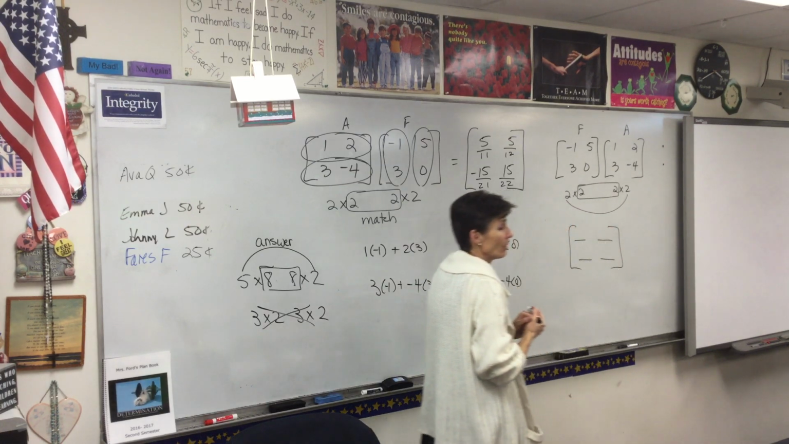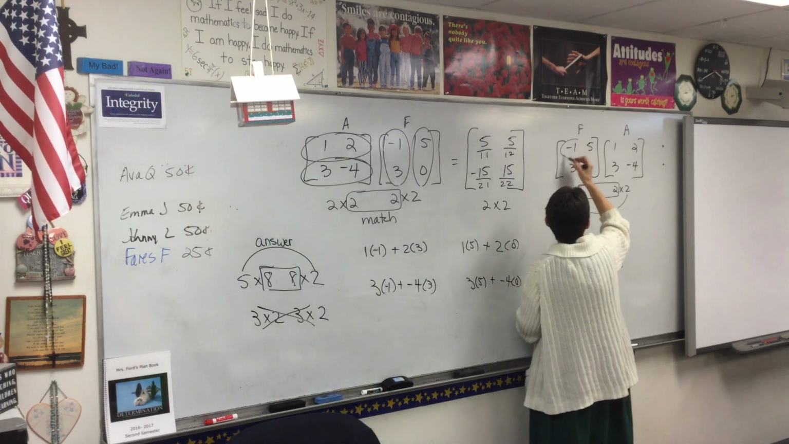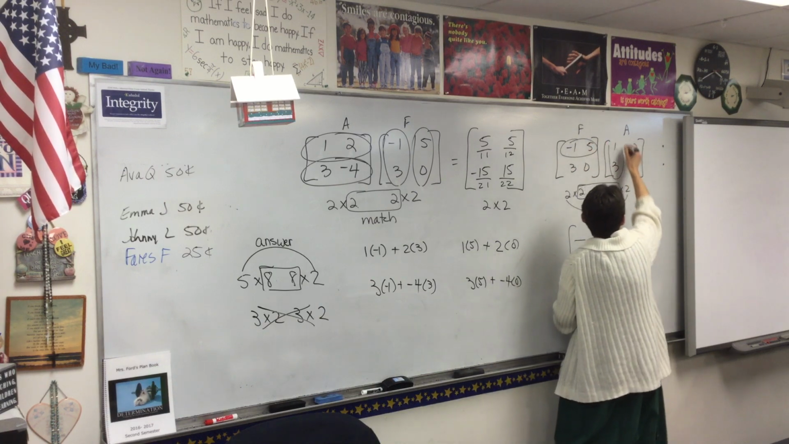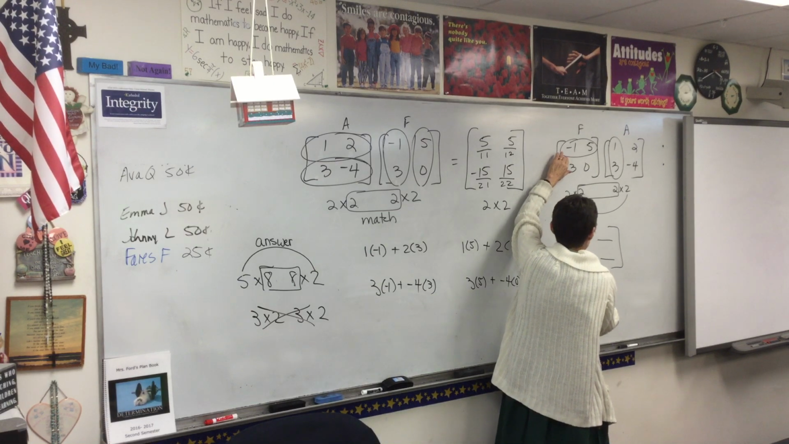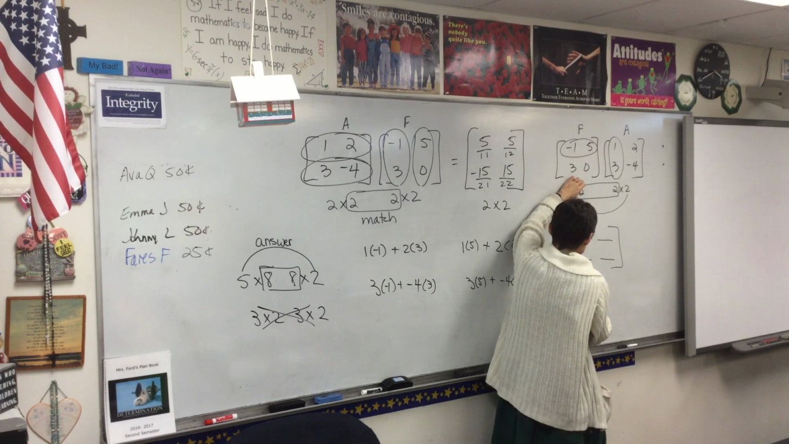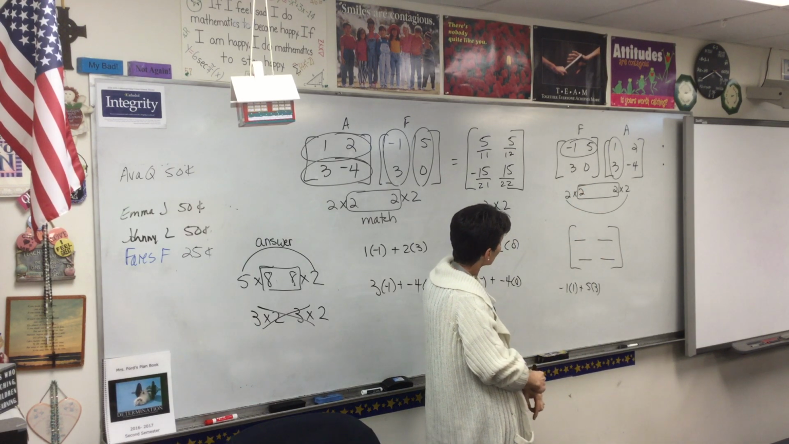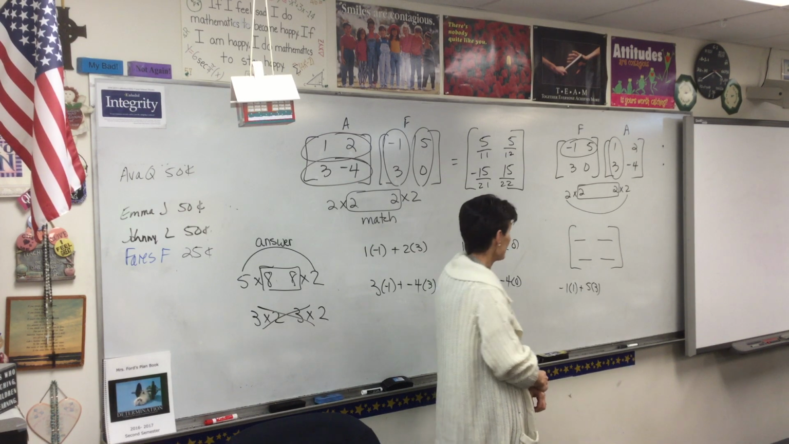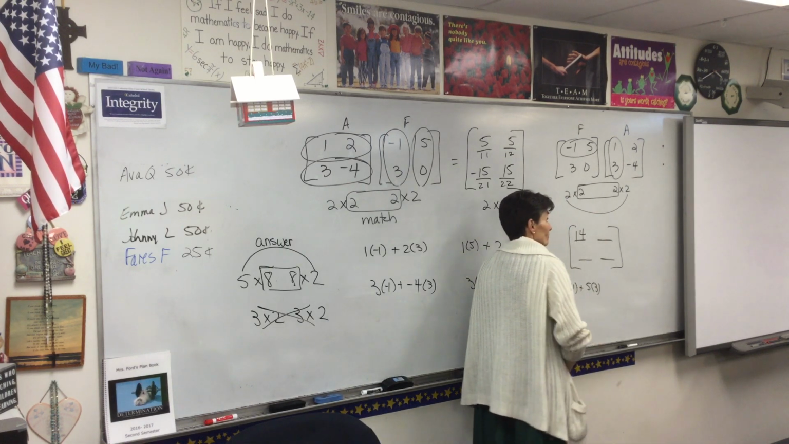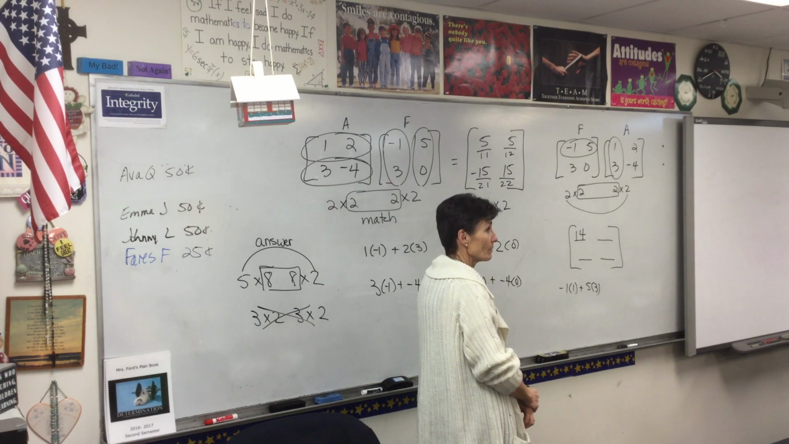Alright, let's see if we can fill in all those spots. Remember, you always multiply row numbers times column numbers. So row is negative 1, 5. Column is 1, 3. So what's that first entry going to be? 14? Okay.